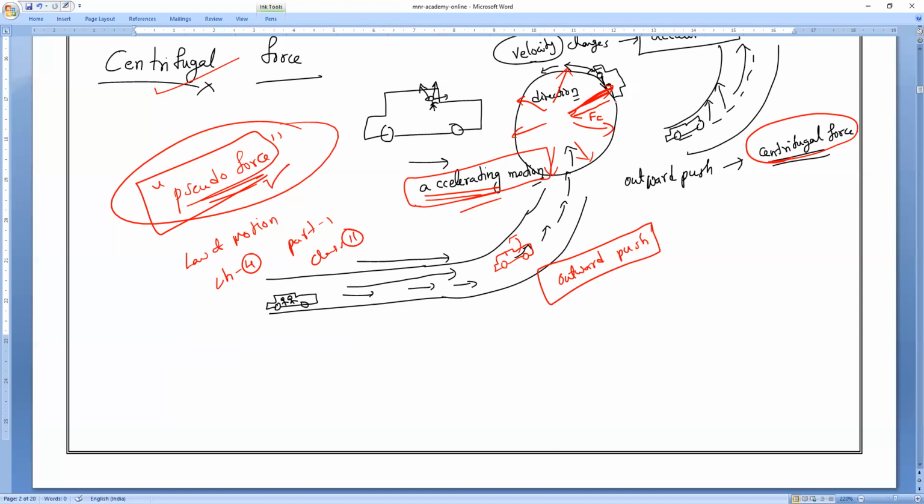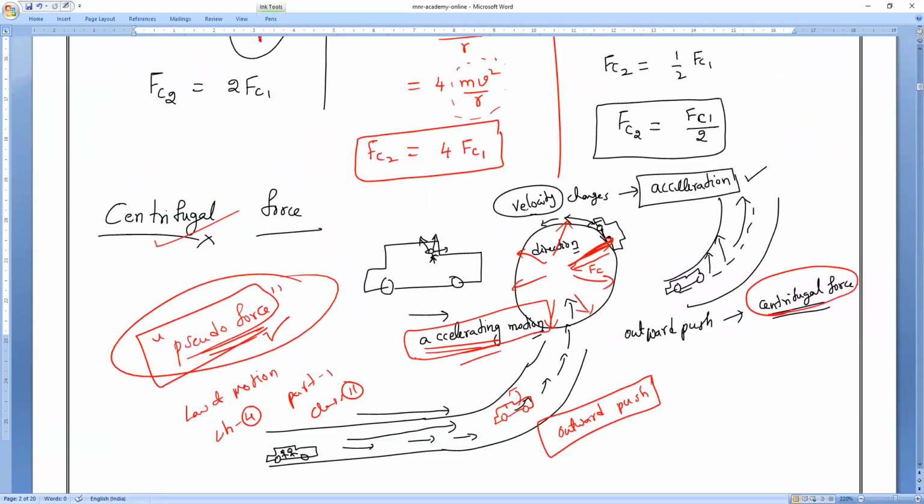How are we saying the force acts away from the circle? Because it is pushing outwards, correct? See, centripetal force is always trying to drag us towards the center, am I right or wrong? But this outward force is making us push away, like we are falling outwards. Do you understand? Outward push it is. That is what you should remember.